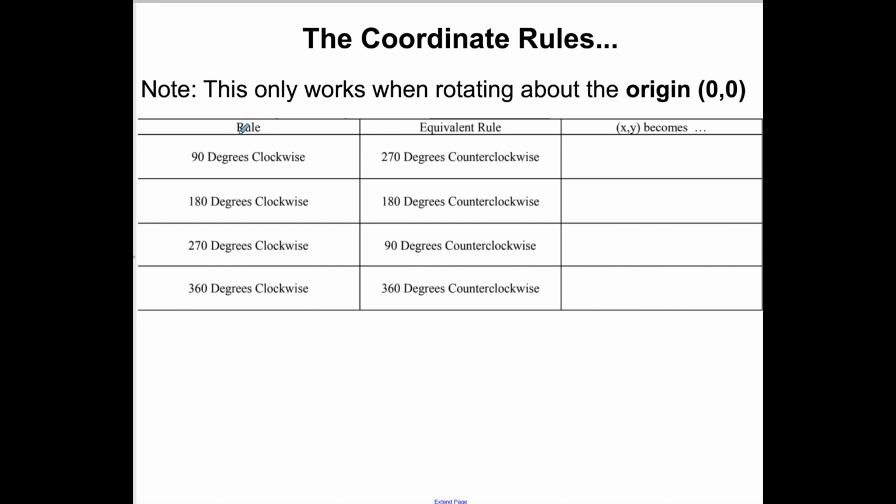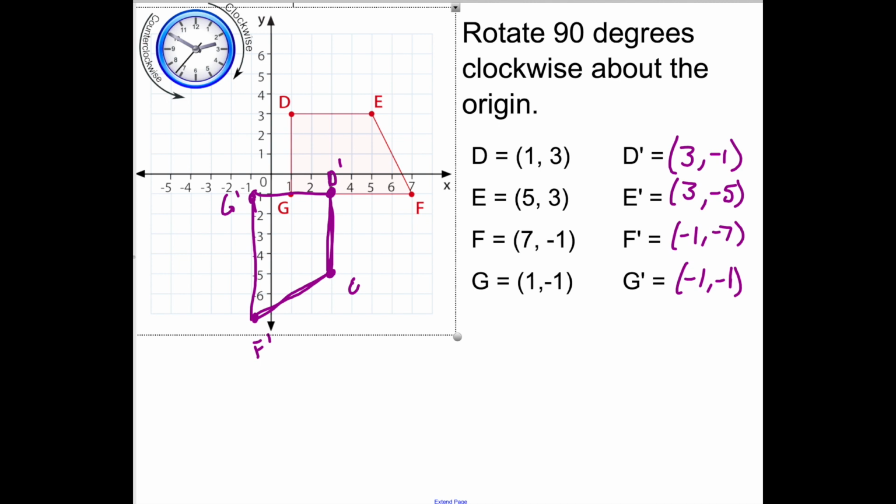So I'm going to show you, again, a rule and the equivalent rule. When you see 270 degrees counterclockwise, that is the same thing as 90 degrees clockwise. And what we've seen is that (x, y) is going to become (y, -x). The points are going to flip places, but as you notice from our example, they flip places, but then the sign of the new y coordinate is flipped, from 1 to -1, from 5 to -5, from 7 to -7, from 1 to -1.